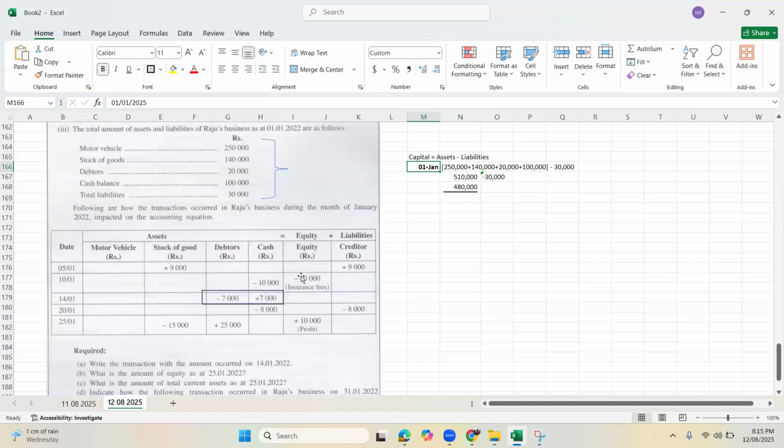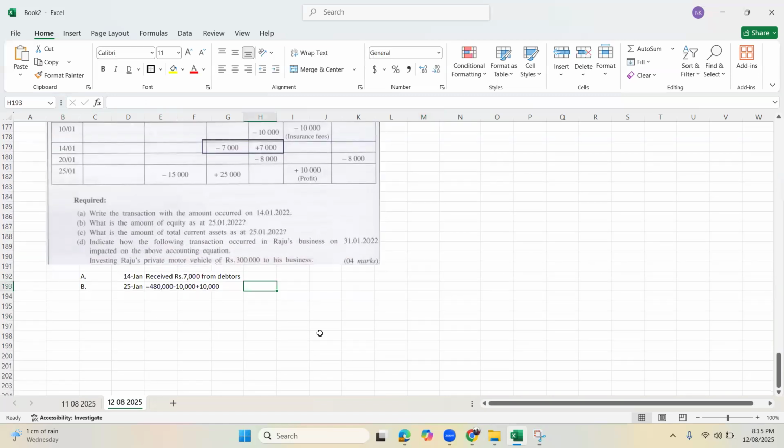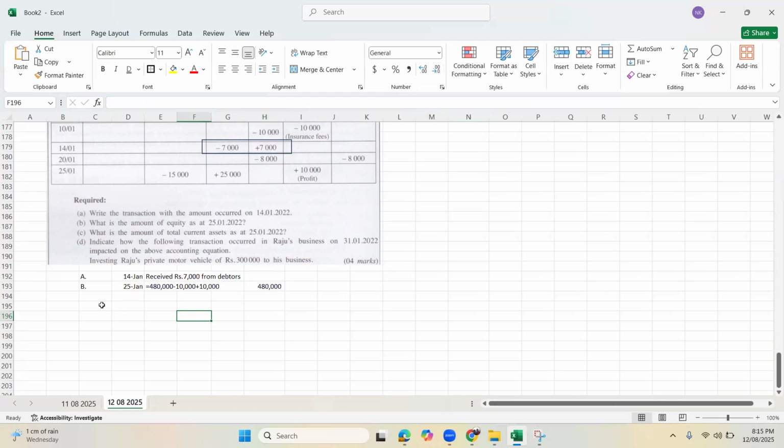So there are two transactions that have an impact on the equity. Decrease by 10,000 here, increase by 10,000 here. So the net impact is 0. Then the equity value will again be 480,000. Increase by 10, decrease by 10, the same 480,000 will be the answer. Correct. C.